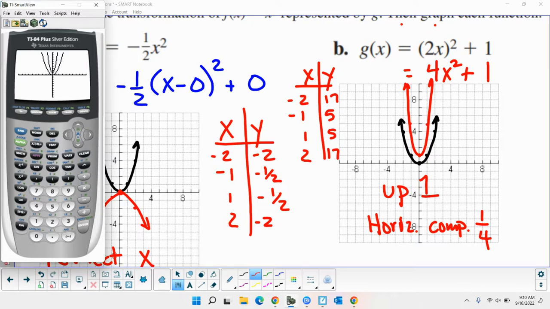Okay? So you can use your graphing calculator to help you if you're having a little trouble. Any questions so far? That's basically what we're doing tonight, this section. One other thing I want to show you.